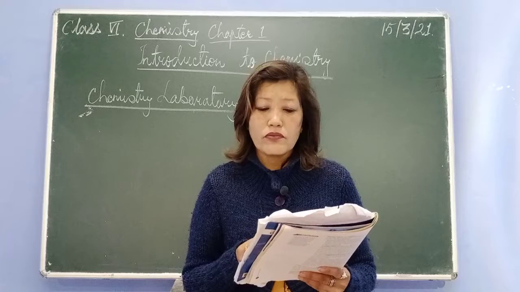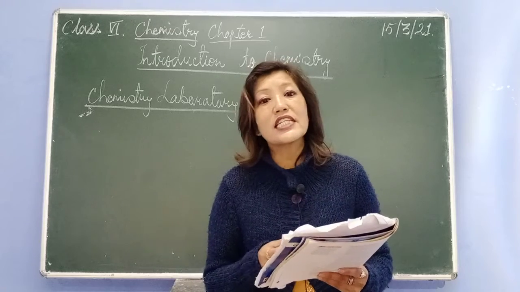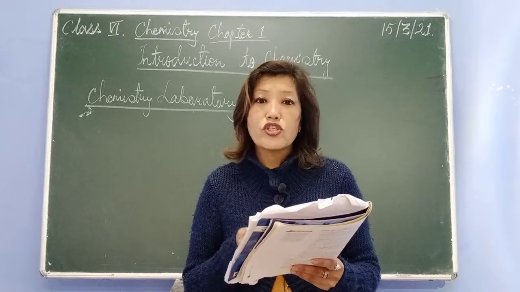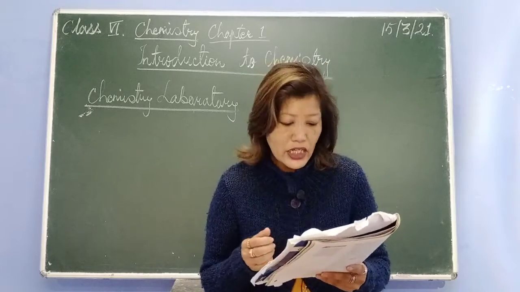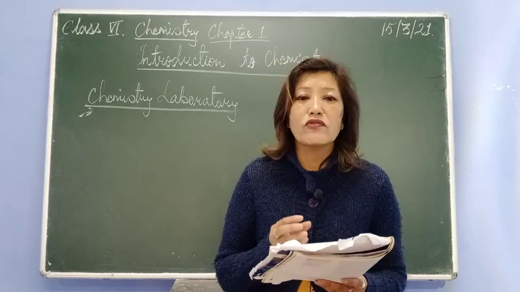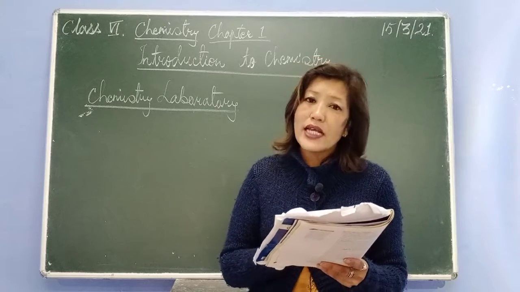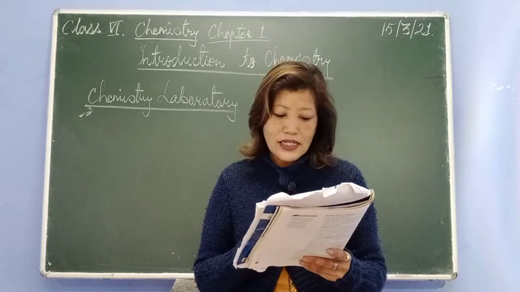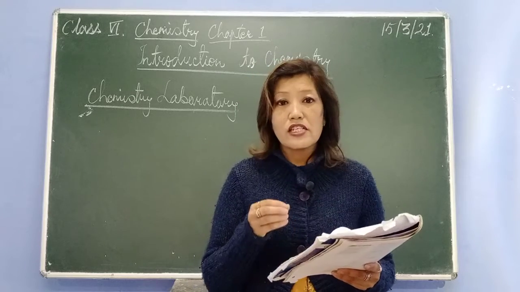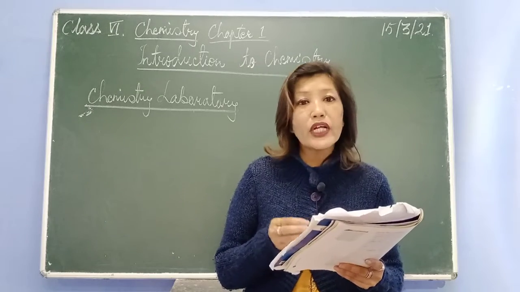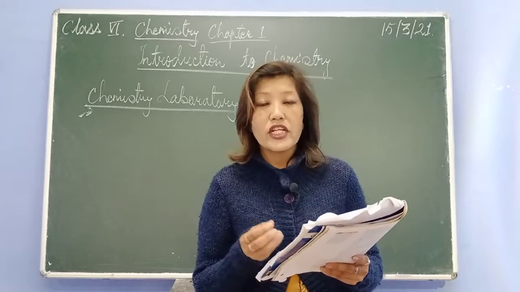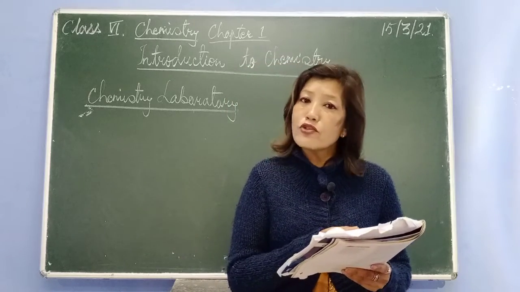Then round bottom flask, it is used for heating liquids. Then flat bottom flask, which is used for mixing or stirring liquids, should not be used for heating. Then measuring cylinder, which is used to measure the volume of liquids. Then there is a funnel, which is used for pouring liquids into vessels with a narrow mouth, and it is also used for the process of filtration.